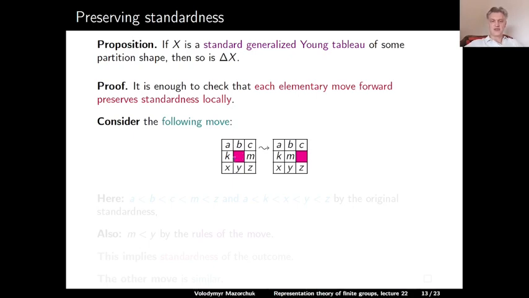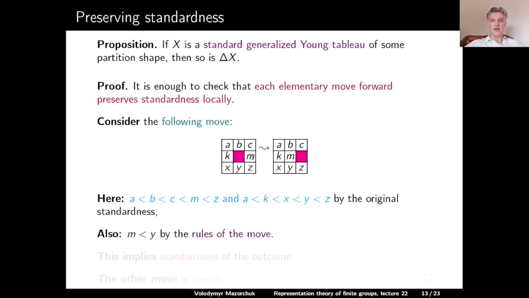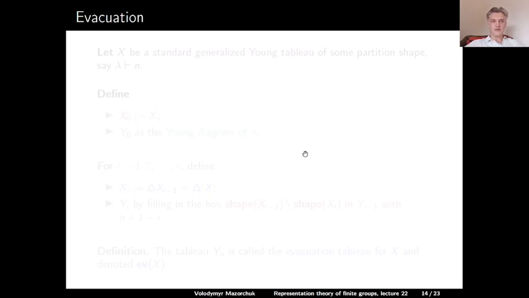So since the starting situation was standard, we have that A is smaller than B, smaller than C, smaller than M, smaller than Z, and A is smaller than K, K is smaller than X, X is smaller than Y, and Y is smaller than Z. And since the active box is swapped with M, it follows that M is by definition smaller than Y. But then if we look at all these inequalities and in the resulting picture, we see that the resulting picture is indeed standard. And the move when we swap the active box with the box below is similar, or actually can be dealt with by using the symmetry of the picture with respect to the reflection with respect to the main diagonal.